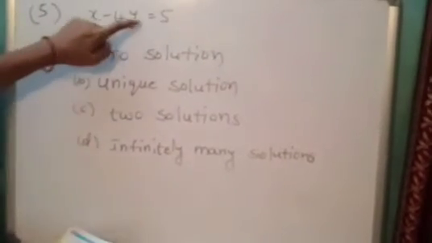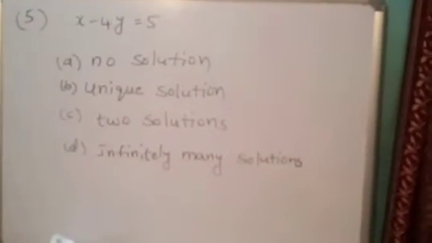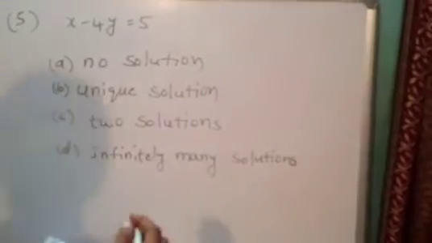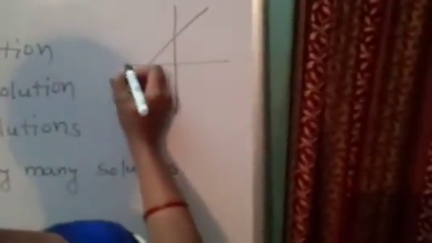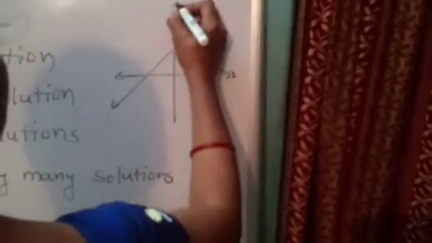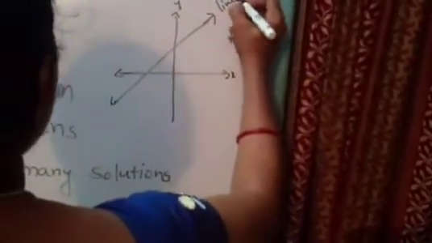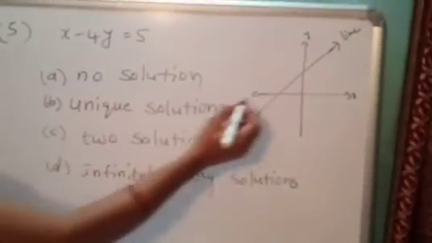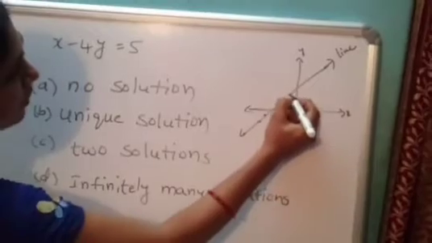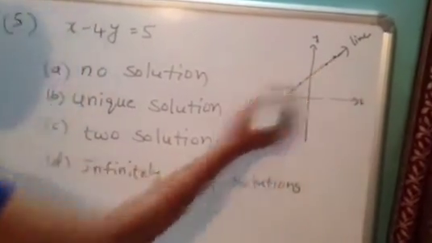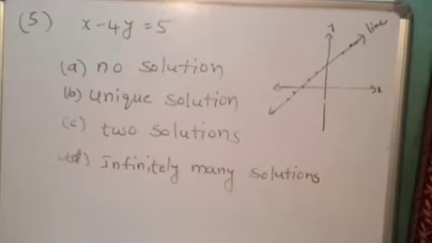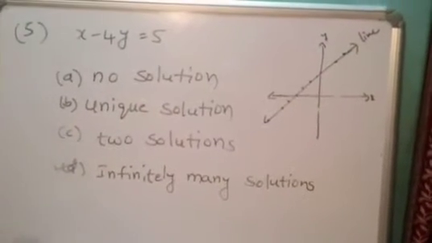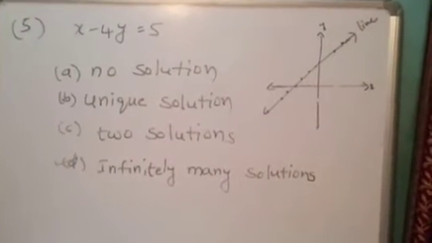The equation x minus 4y is equal to 5. This is a linear equation. A linear equation always indicates a line. So the equation has infinitely many solutions. That is, D is the answer. This chapter is completed. We go to the next chapter.